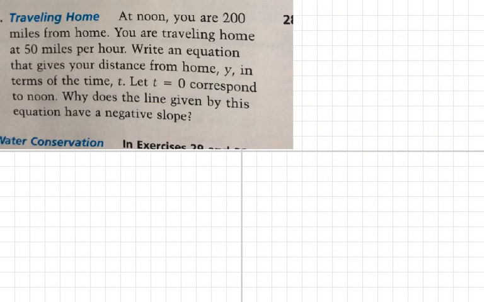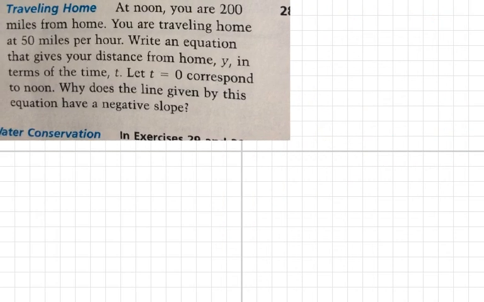All right, I really like this one because I think it gives us the opportunity to think about a problem and think of the different ways that we can represent the problem to figure it out. So it says at noon, you are 200 miles from home. You are traveling home at 50 miles per hour. Write an equation that gives your distance from home, y, in terms of the time, t. Let t equal 0 correspond to noon. Why does the line given by this equation have a negative slope?